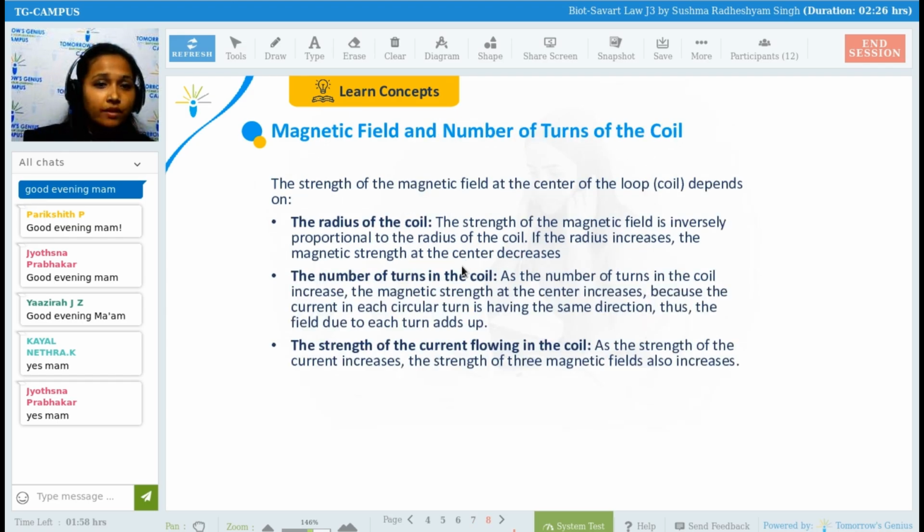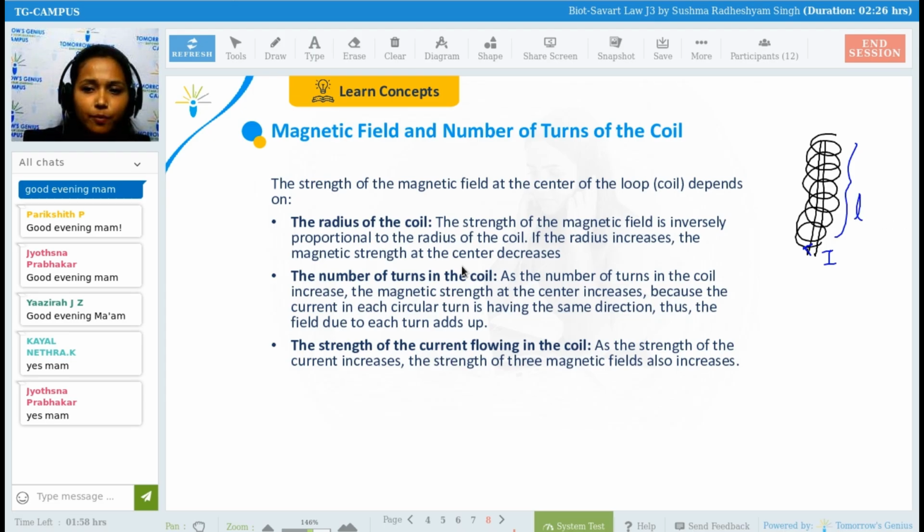So now, when we are saying a magnetic field, we know that in the magnetic field there is a number of coilings. That means if this is my conductor, we coil a wire, and in this wire we flow a current I. This conductor has some length, let's say L, and in this conductor we have put n number of coilings. This coiling increases the strength of the magnetic field.